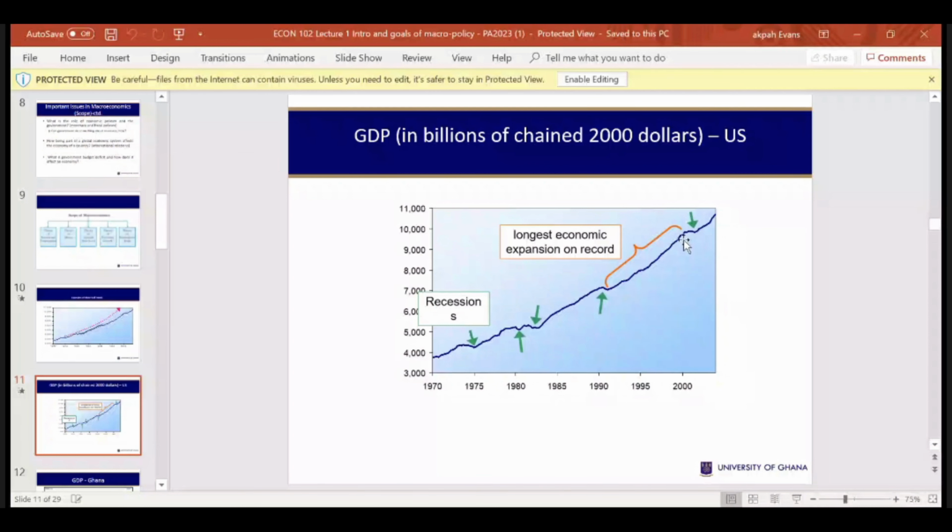Now there is a historic expansion here, which starts from somewhere the early 1990s to 2000, where it looks like they have been consistently in economic expansion. Here they are saying the longest economic expansion on record, starting from early 1990s to around 2000. You see that consistently there has been an increase in the level of GDP within that period. But nevertheless, you see the fluctuation, it goes up and comes down.